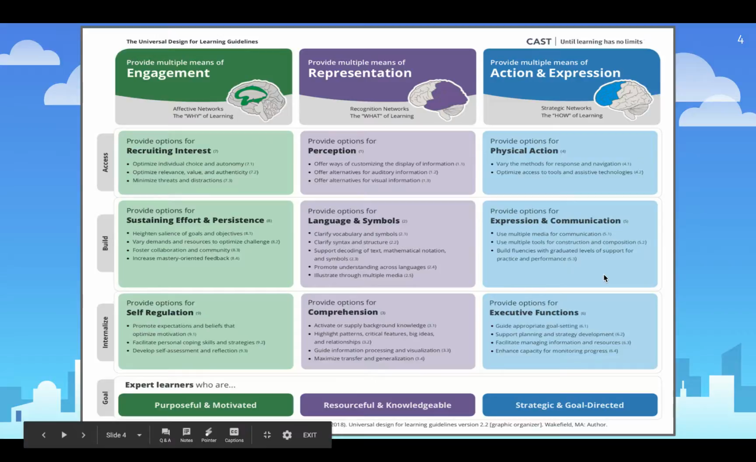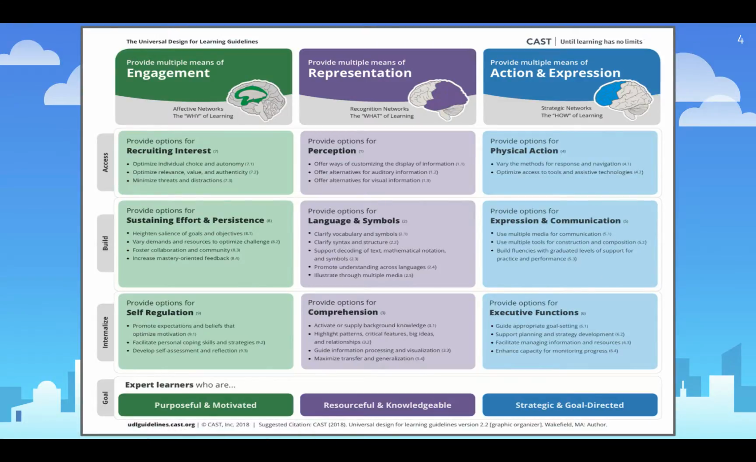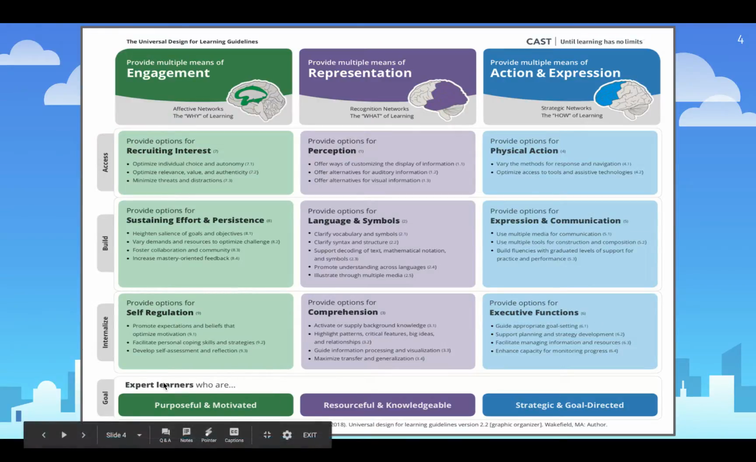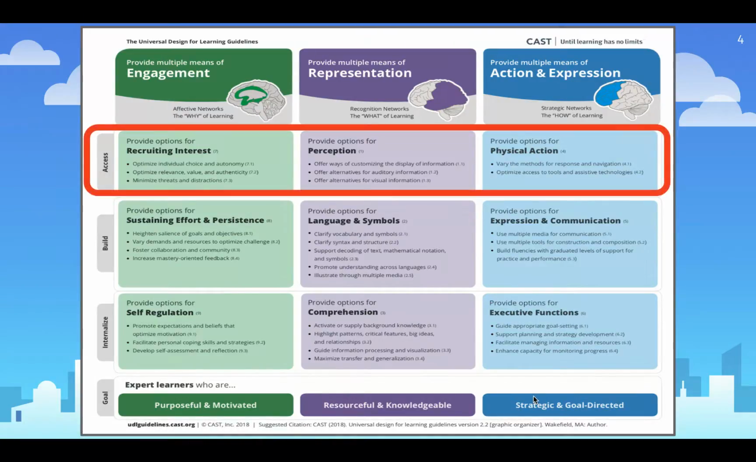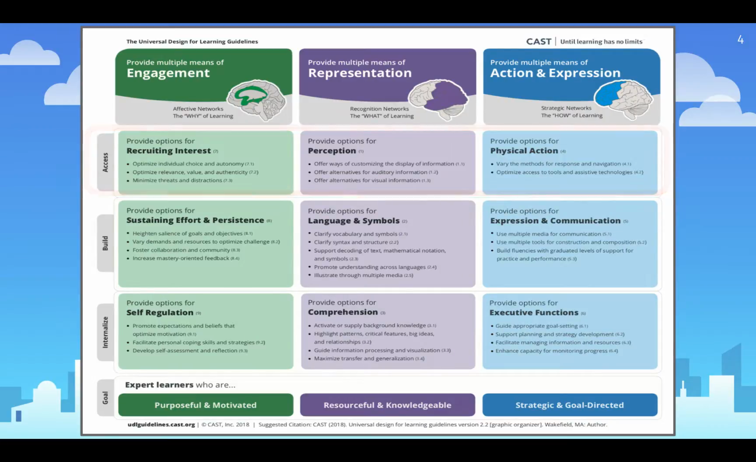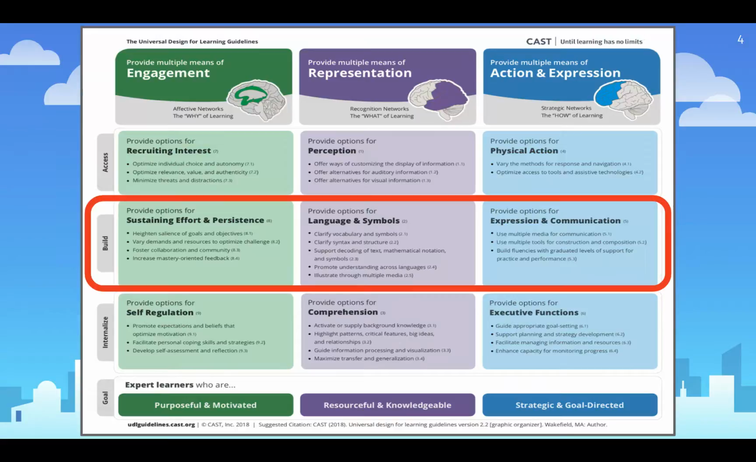So really quickly, these are the UDL guidelines. We're actually going to be talking about these in depth in the next few weeks, but I wanted to key you in on the space where the idea of expert learning really comes through. So down here, the goal is expert learners who are purposeful and motivated, resourceful and knowledgeable, strategic and goal directed. And then up here, we have the welcome mat. This is how we recruit interest, get learners to have a degree of understanding as it relates to a certain subject. This is how we get kids deeper into that understanding band.